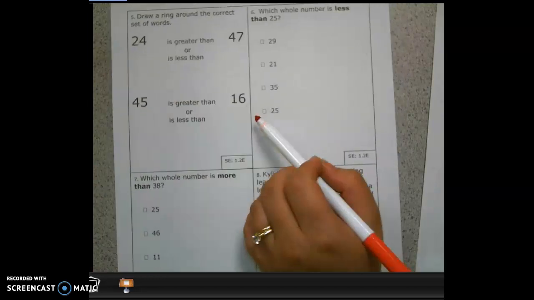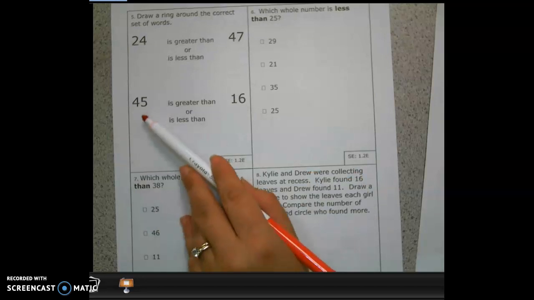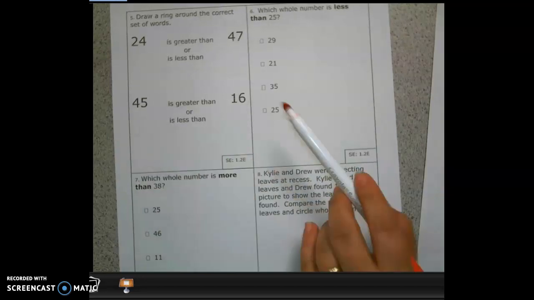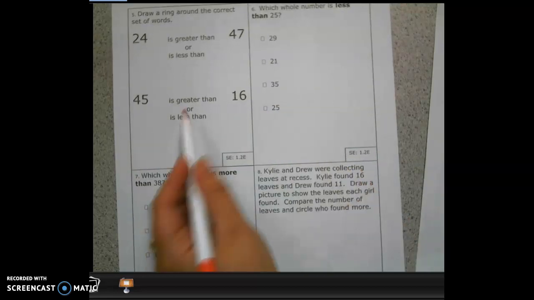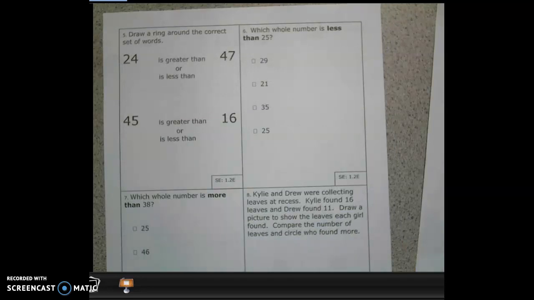47. 16. I'm sorry, I heard someone say the wrong number. Can we say that again? 45. 45. And what number is that? 16. So you're going to figure out which words we're going to circle. Don't answer it out loud because we want to let our friends at home figure it out.